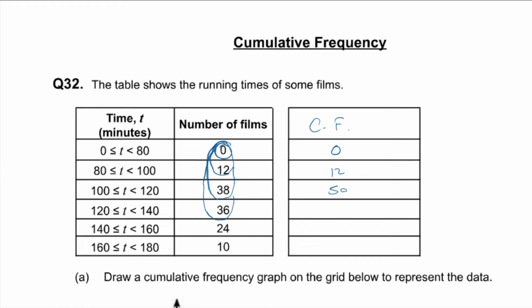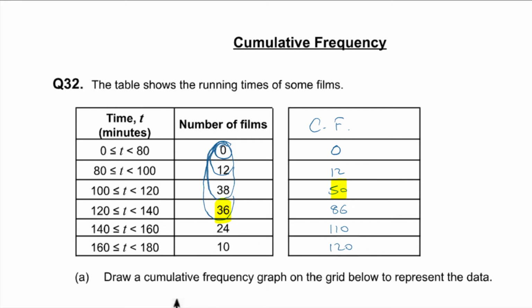I can just add 36 onto the 50. That's the same thing, because 50 is the first three numbers. So you can just add your new frequency to your old cumulative frequency as you go down the list. So 50 plus 36 is 86. Next one is going to be 86 plus 24. That comes to 110. And then I've got 120 on the end.